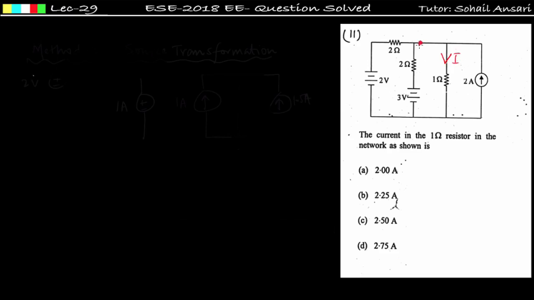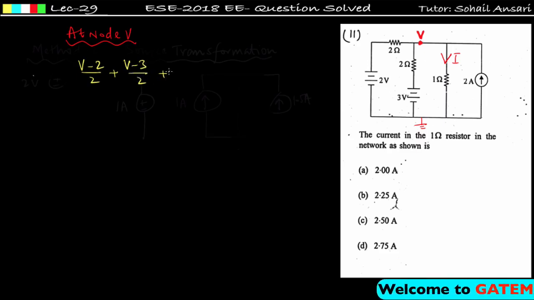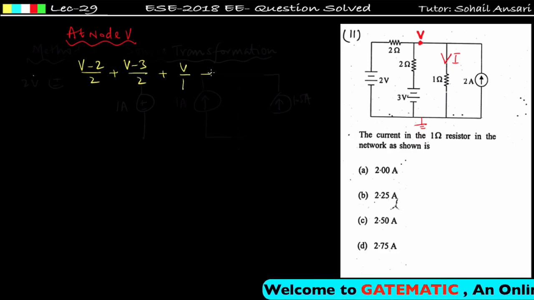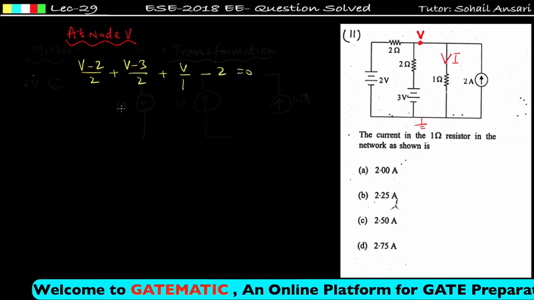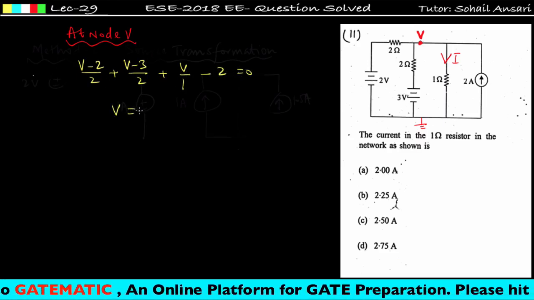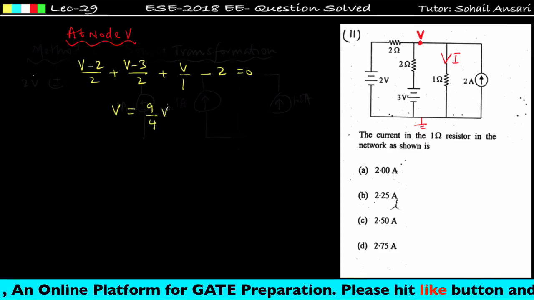We can apply the nodal equation at node V. Let us say this is node V and this is the reference node. So at node V, write the nodal equation, that is (V minus 2) by 2 plus (V minus 3) by 2 plus V by 1 minus 2, since 2 ampere is entering the node, is equal to 0. After solving this equation you will get V is equal to 9 by 4 volt.